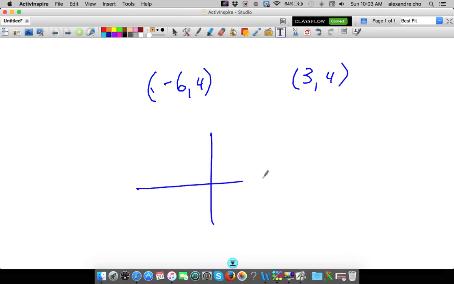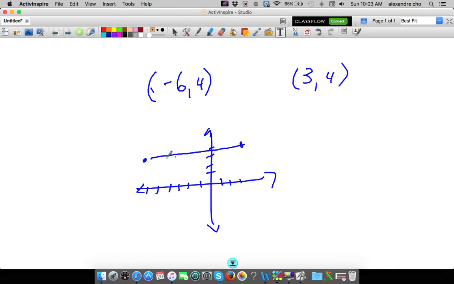So, where is -6 and 4? -6 and 4. One, 2, 3, 4, 5, 6. -6 and 4, 1, 2, 3, 4. And then 3 and 4. 1, 2, 3, and up 4. So they're the same here. This line is the same. And we want to find the distance between them.